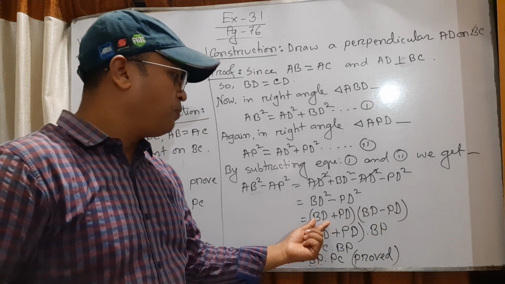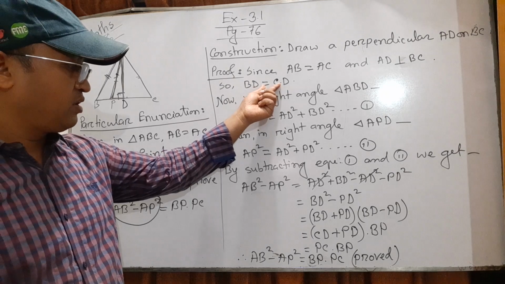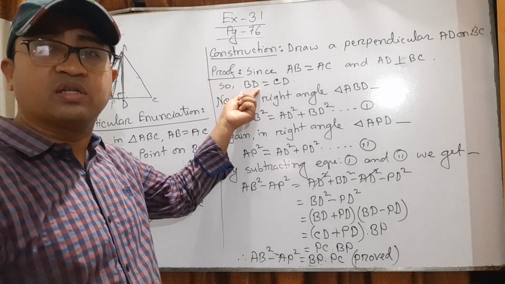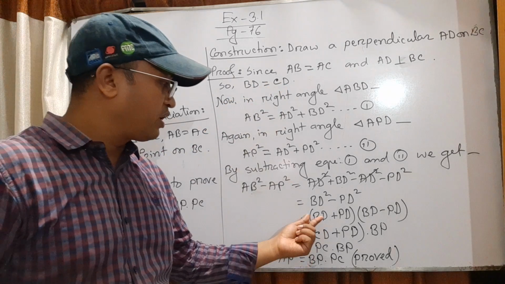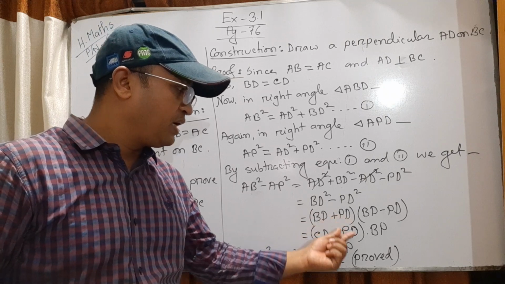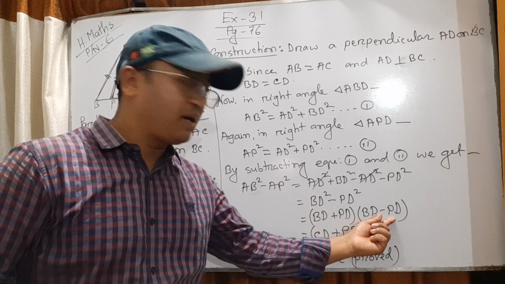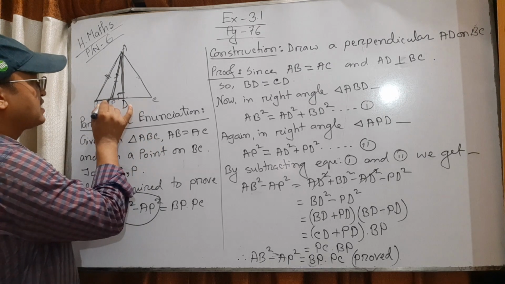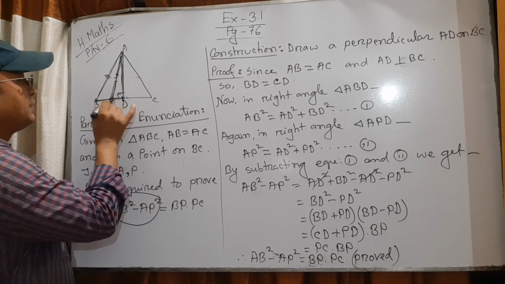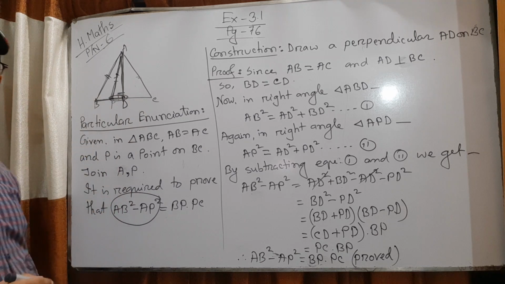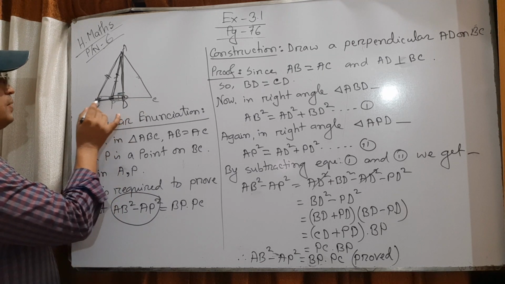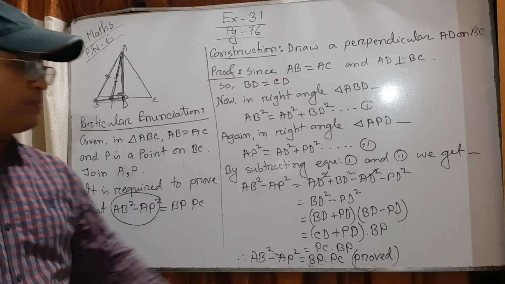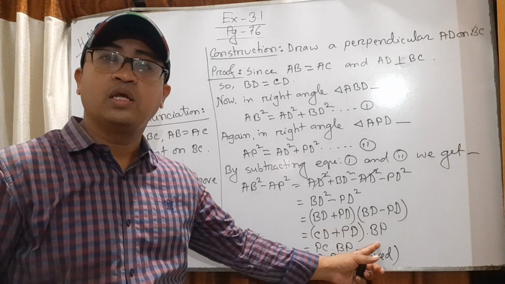So look, BD equal to CD. I already wrote that over there. So we can write here BD equal to CD. PD remains. But BD minus PD. Look at the figure again. BD minus PD. From BD, if we subtract PD, what does it remain? It remains BP. So we can write over there BP.